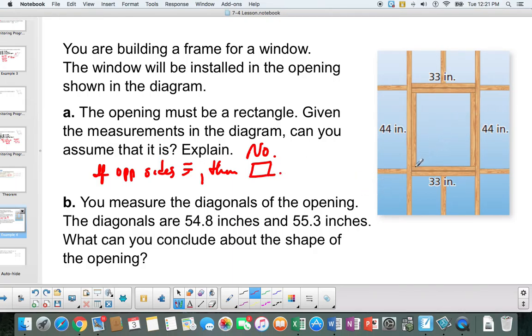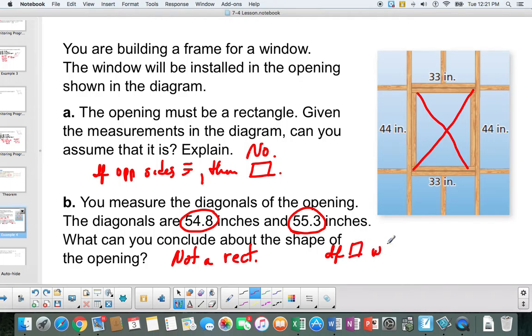Okay, so part B is we're going to take some more measurements. We're going to find this measurement, which is 54.8, and this measurement right here, which is 55.3. So these are diagonals, and the diagonals are not congruent. So what can we conclude about the shape? We can say that it is not a rectangle, because if it's a parallelogram with diagonals congruent, then we can say it's a rectangle. And unfortunately, the diagonals are not congruent. So the frame is a parallelogram. That's the best we can say about this.